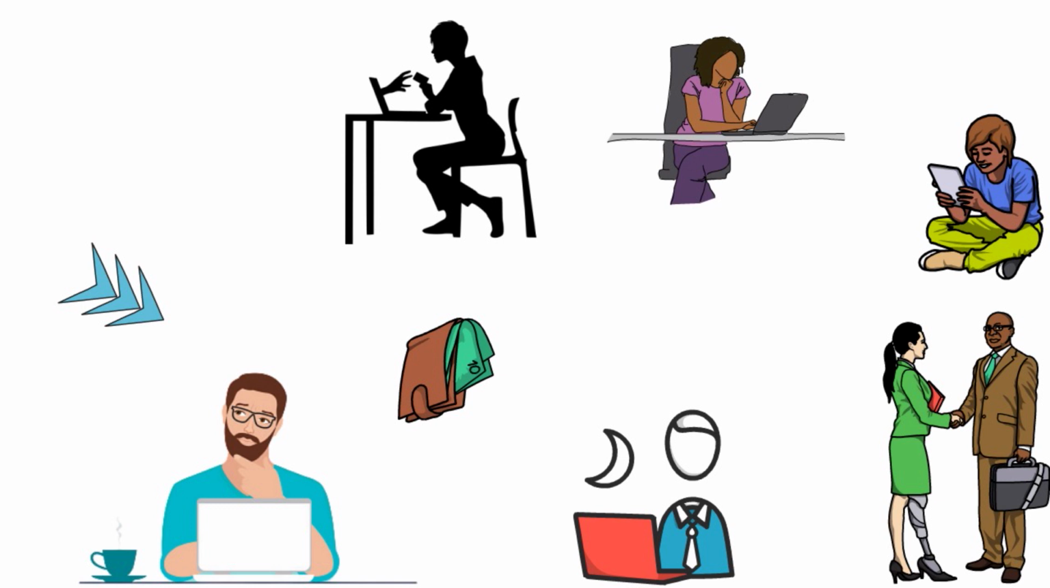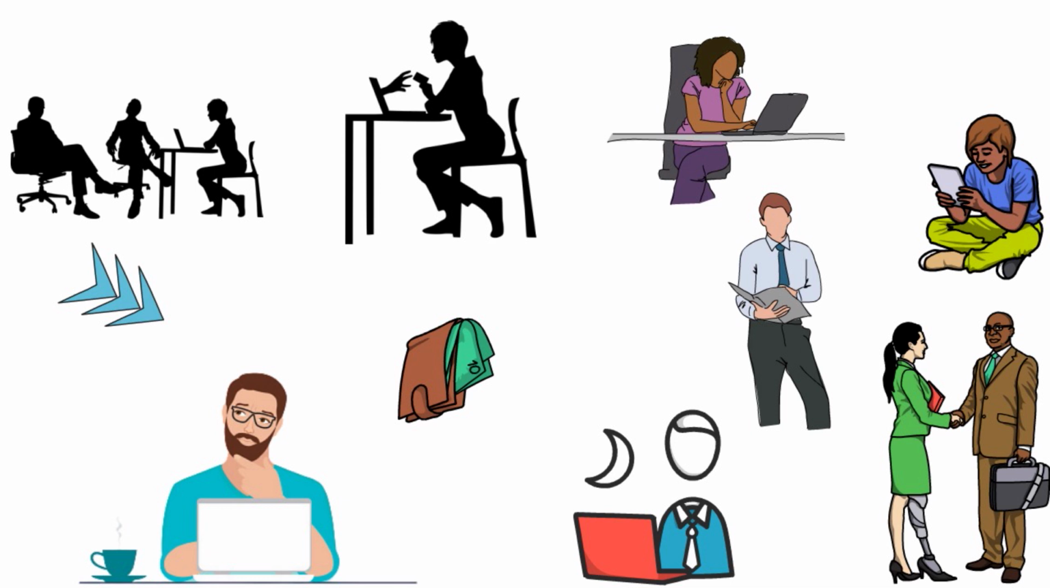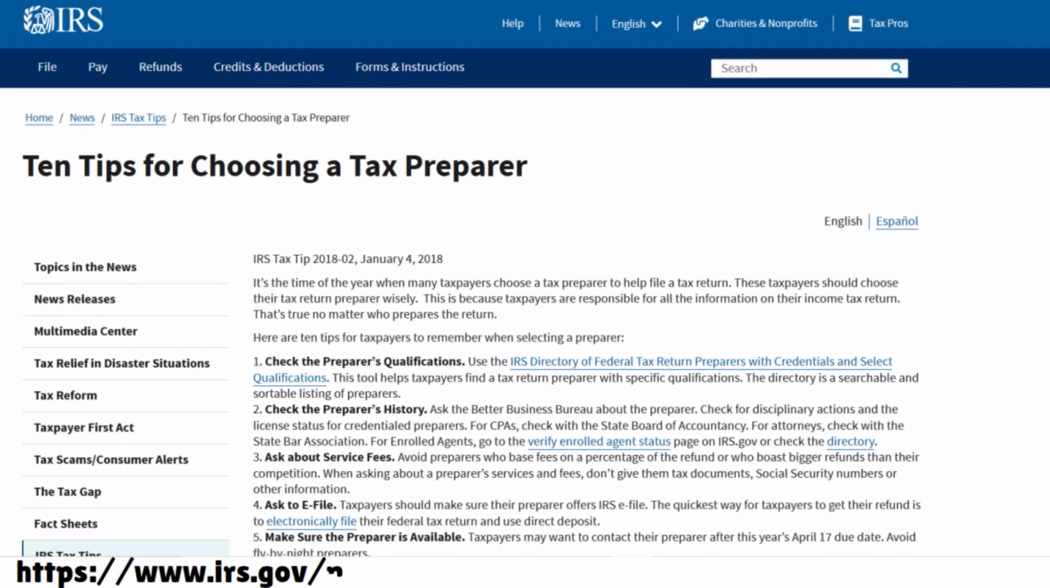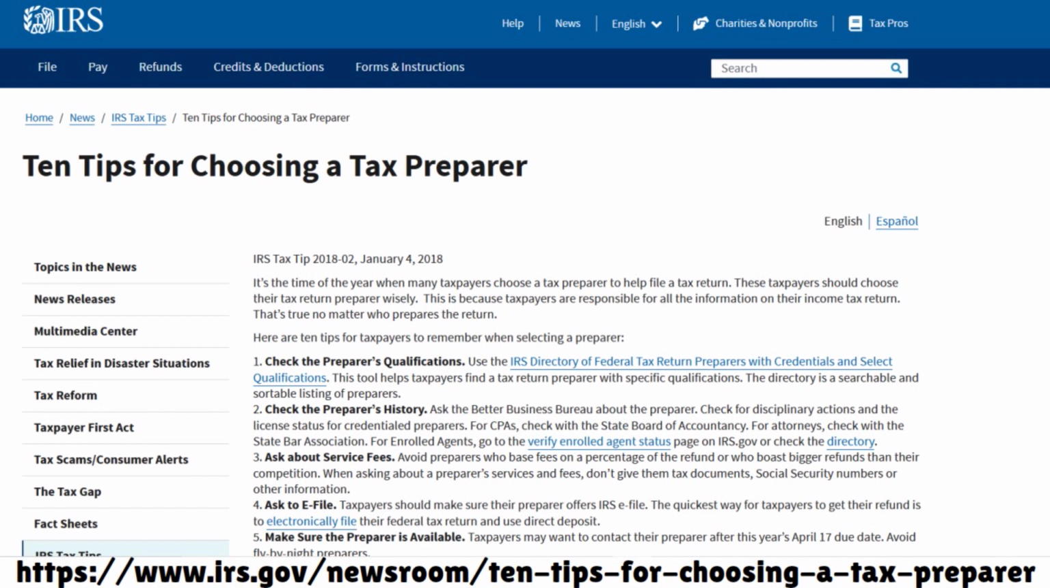So you want to check the preparer's qualifications. You want to use the IRS directory of federal tax return preparers with credentials and select qualifications. Check the preparer's history. Ask about service fees. You want to ask to e-file. Make sure the preparer is available. Provide records and receipts. Those tips are coming straight from the IRS. We are going to put the link of the resource on the screen along with the screenshot so you can see it. Those are tips that the IRS has given to millions of Americans when it comes to choosing a competent business tax preparer.